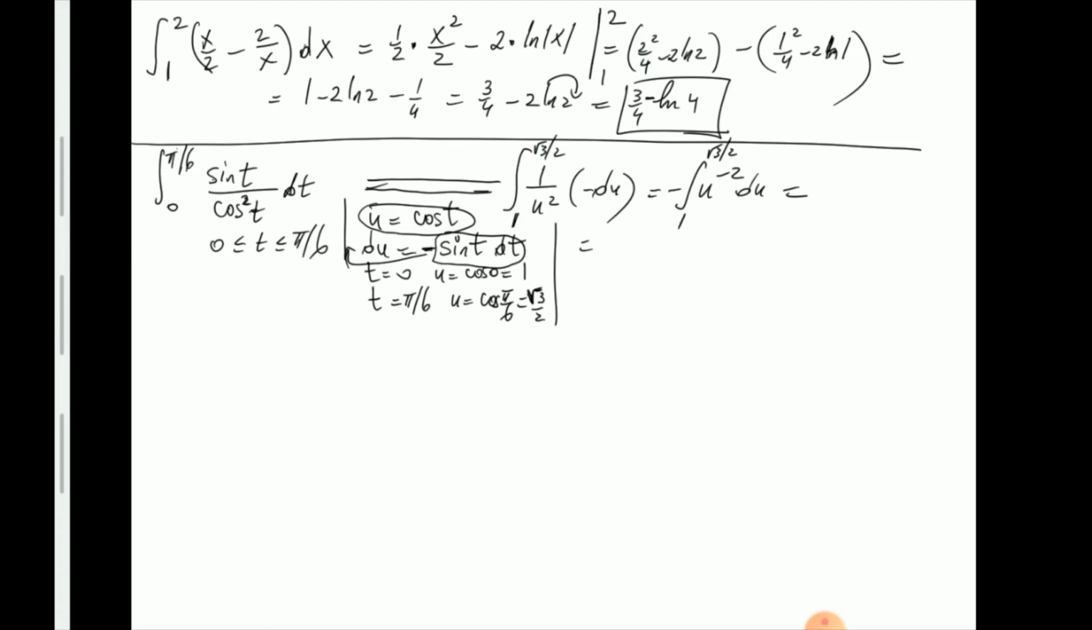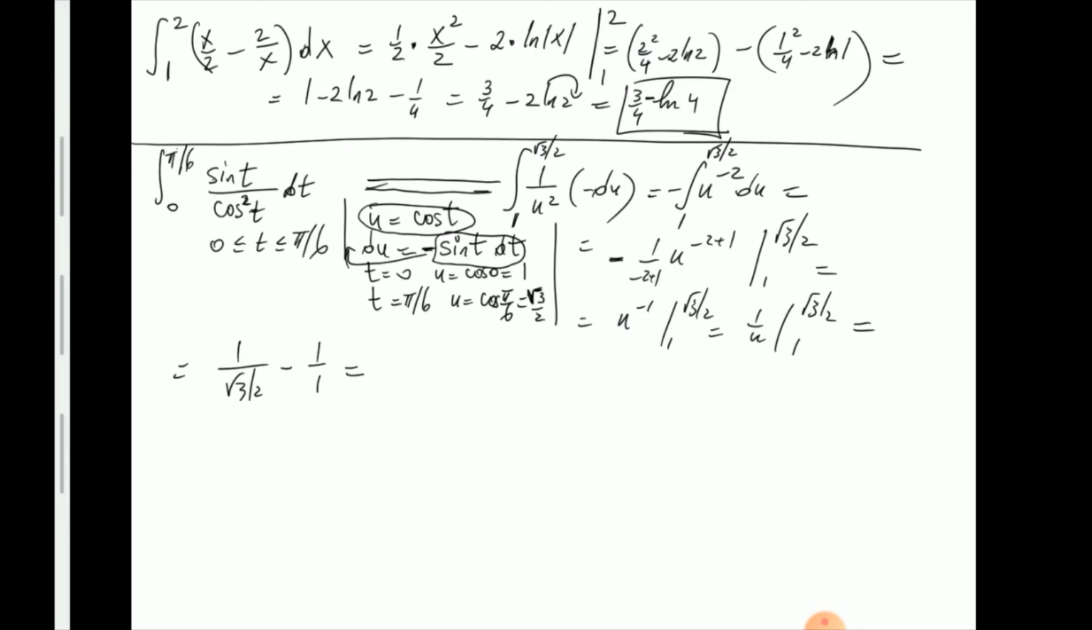The lower bound doesn't have to be smaller in value than the upper bound. That's not important. And now we do the power rule, so minus u to the minus 2 plus 1, over minus 2 plus 1, between 1 and root 3 over 2. Let's clean up these negatives a little bit, so that's going to be minus minus, u to the minus 1, which is 1 over u between root 3 over 2 and 1. So it's going to be 1 over root 3 over 2 minus 1 over 1. And so that's going to be in the end 2 over root 3 minus 1.